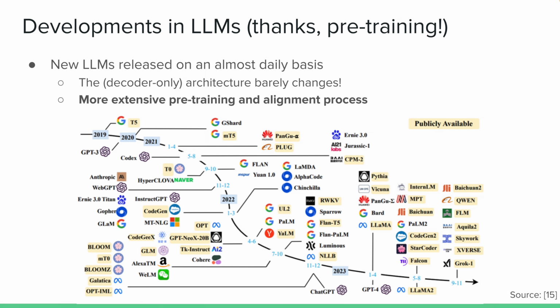As research into LLMs moves at an astonishing pace, it's interesting to note that the core architecture remains largely unchanged. What's really evolving is the scale and alignment process. We're creating much larger models and putting them through more extensive pre-training and fine-tuning. This consistency in architecture makes the transformer one of the most fundamental ideas in AI research. Understanding it deeply provides a solid foundation for grasping how modern LLMs work.